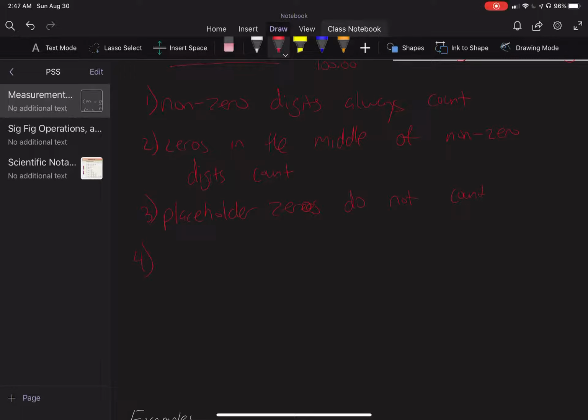And a placeholder 0 is usually a 0 that just gives you an indication of how large or how small that quantity actually is. And they need to be there so that we all know how large or small it is, but they don't count for significant figures because they don't actually contribute to the precision of the measurement. And then the last rule, zeros after the decimal, after non-zero digits, count. Zeros after the decimal and after the non-zero digits, those count for sig figs.